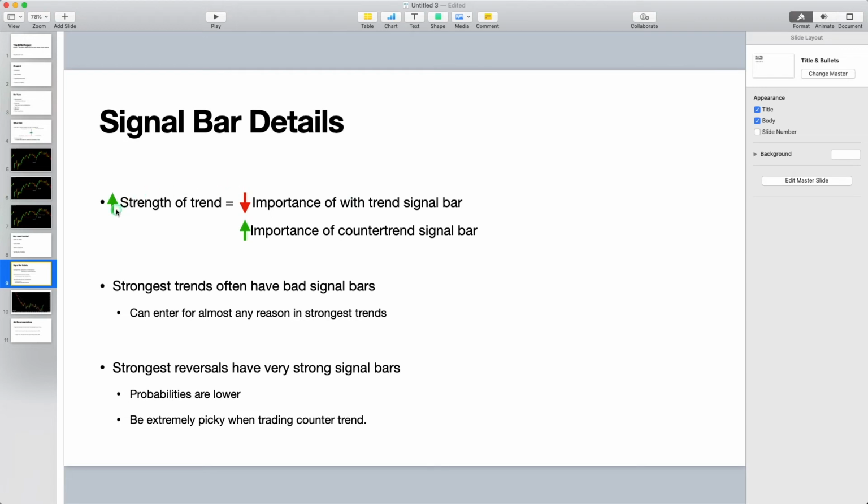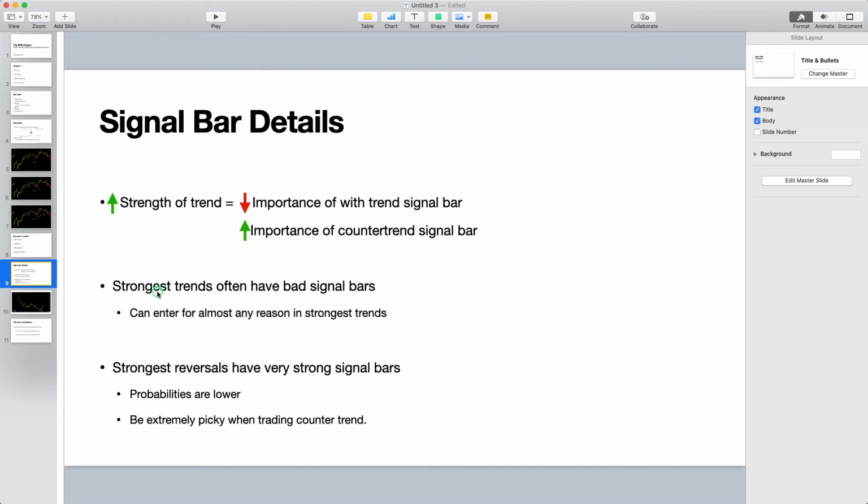But if the trend is really strong, then the importance of the counter-trend signal bar becomes increasingly important. So with really strong trends, in order to have a reversal of that trend, you need to have a really good signal bar. So with trend, you can be less picky about the signal bar, but counter-trend, you have to be extremely picky about the signal bar.